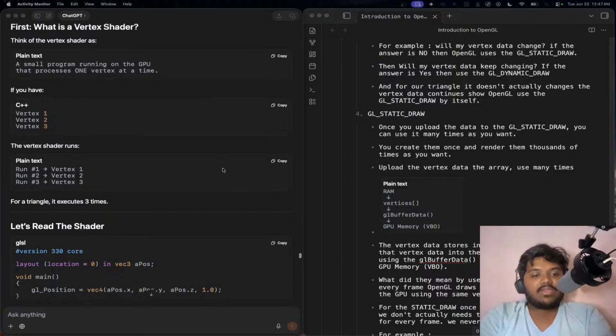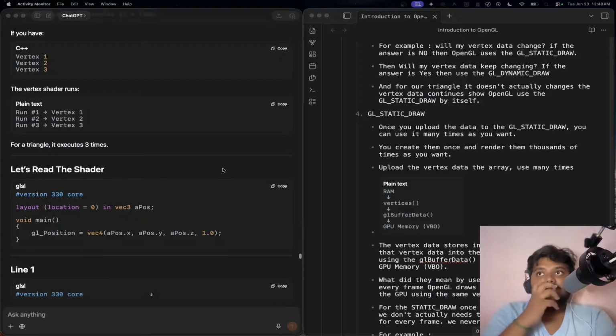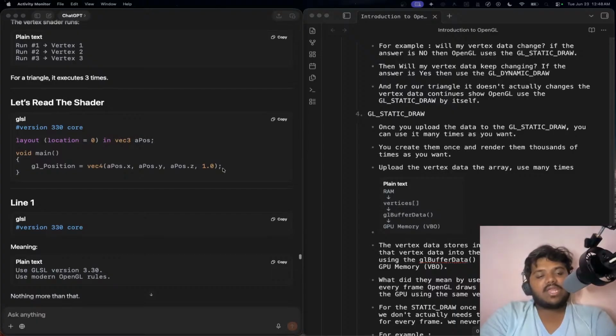Okay, so for the triangle, it runs three times, and let's read the shader. The shader version is 330 core, and layout location equals 0 in vec3 pos, a vector 3, pos is a position, I think. Then void main, gl_Position equals vec4 of pos.x, pos.y, pos.z, 1.0. I don't really understand the GLSL shader language.